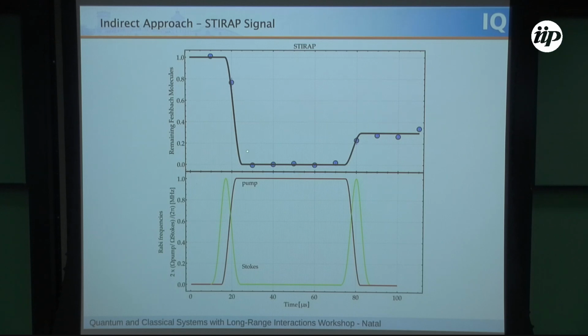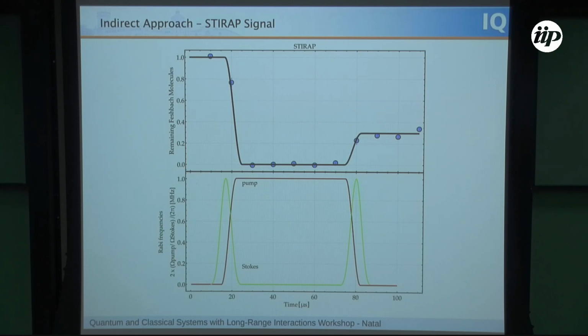But STIRAP is a bit of a counterintuitive thing. It basically is the same as EIT, so to speak, but it's an EIT that's traveling. First, you start with your Stokes laser. That's the one that actually connects the ground state to the excited state. So your EIT dark state would just be the Feshbach molecules, which we start with anyways. And then you slowly change the intensities of these lasers to adiabatically change the dark state that you have into the one that's the ground state molecules.